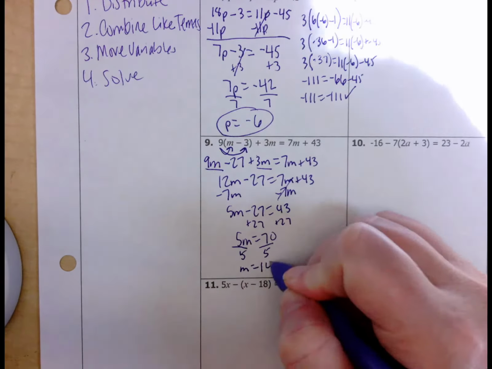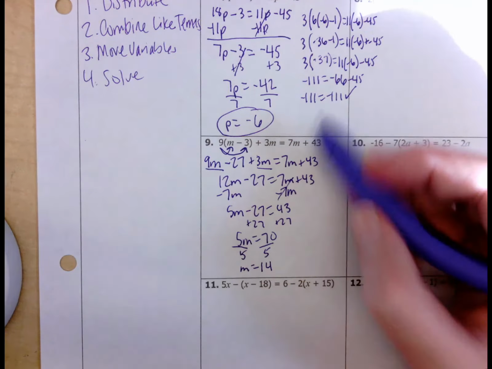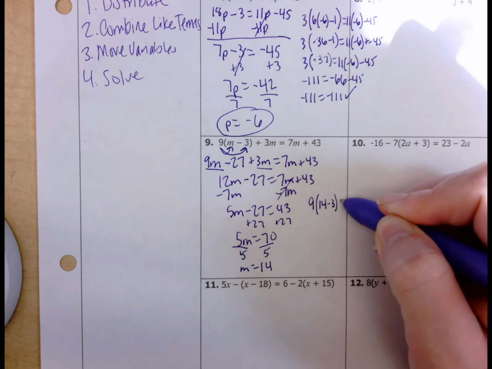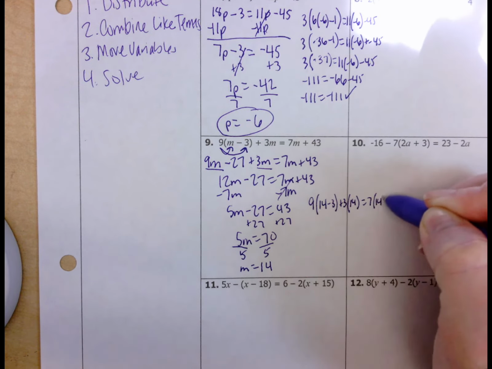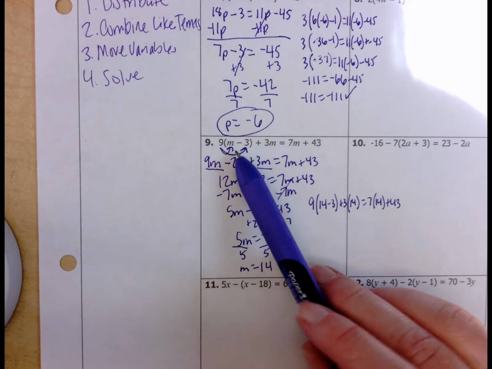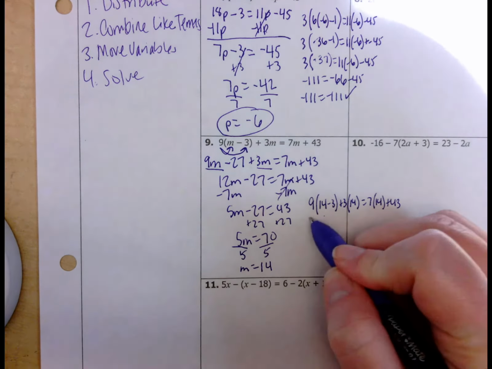And we get 14. And then, of course, we're going to check our answer. So we plug everything back in. So 9 times 14 minus 3 plus 3 times 14 is equal to 7 times 14 plus 43. Okay, so I took everything that was an m up here and I plugged in a 14. And now I'm going to solve.